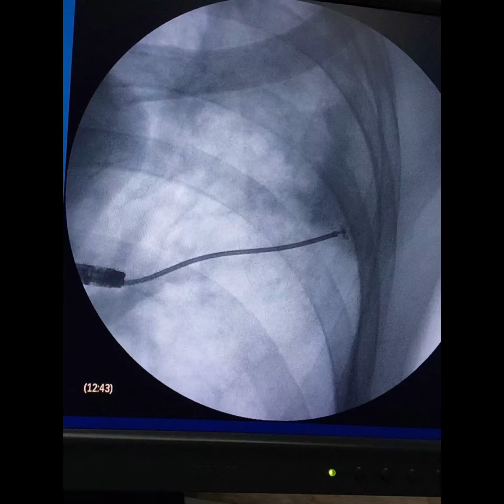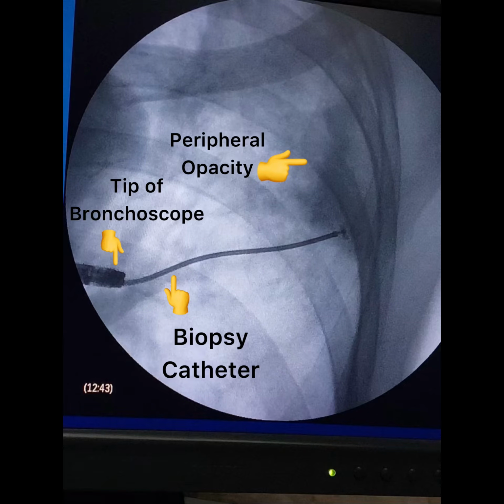You can see that the bronchoscope was wedged in one of the subsegments in the lingular lobe, and then the catheter was advanced until it reached the peripheral lesion where the bronchoscope cannot normally reach. So the catheter is advanced under X-ray guidance. You reach the lesion, you open the biopsy forceps, and you take the biopsies under direct vision.